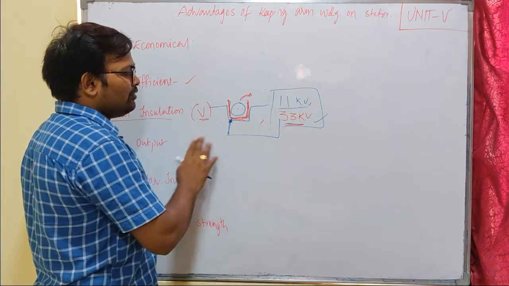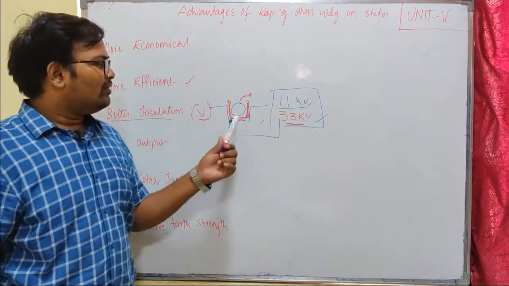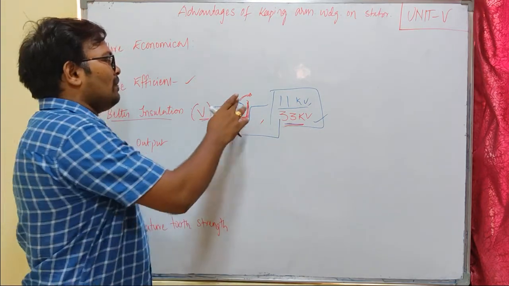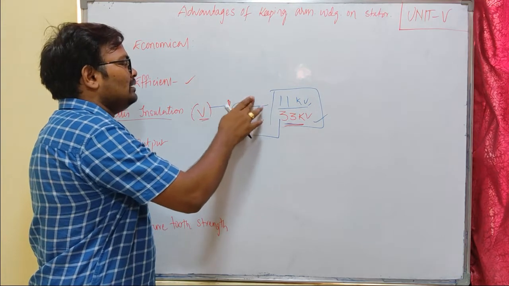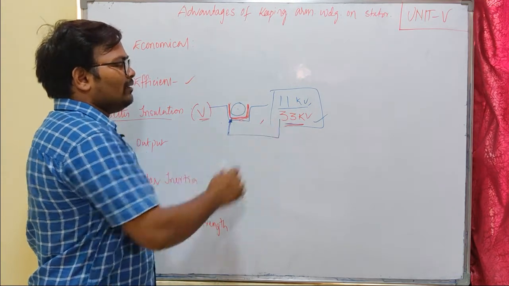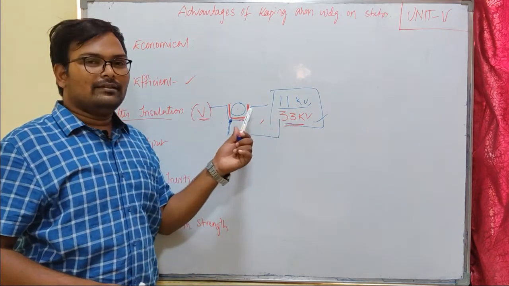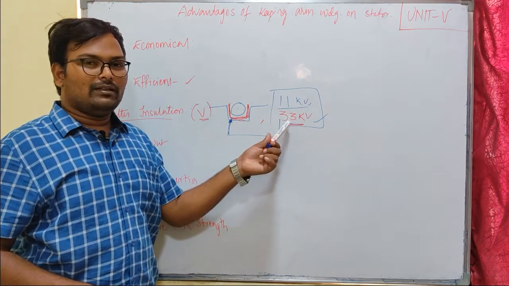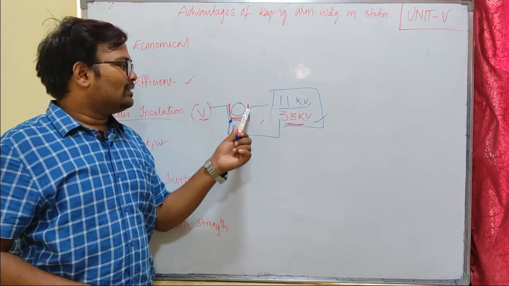If you want to increase the generated voltage, you have to keep very high grade insulation, that will increase the cost of the material, and it is not possible to keep high grade insulation because the cost is more. This is the limitation of generated voltage for a generating plant. That's why 33 kV is the highest generating voltage that we obtain till now, because it has an insulation constraint.